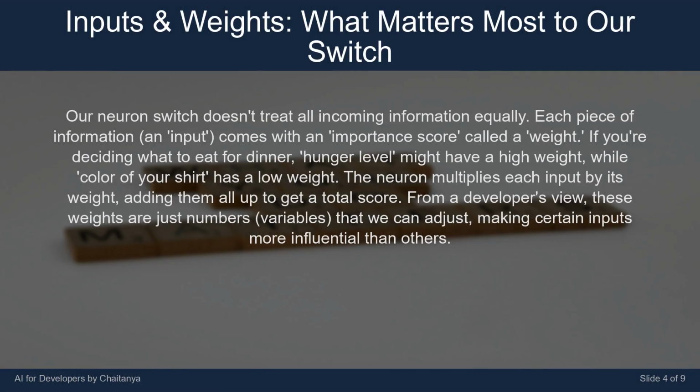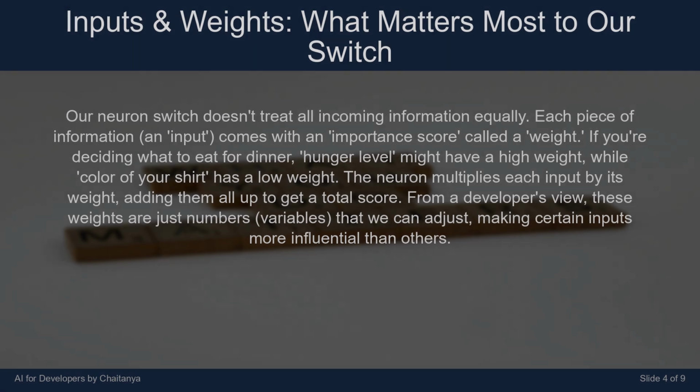Our neuron switch doesn't treat all incoming information equally. Each piece of information, an input, comes with an importance score called a weight. If you're deciding what to eat for dinner, hunger level might have a high weight, while color of your shirt has a low weight. The neuron multiplies each input by its weight, adding them all up to get a total score. From a developer's view, these weights are just numbers, variables, that we can adjust, making certain inputs more influential than others.